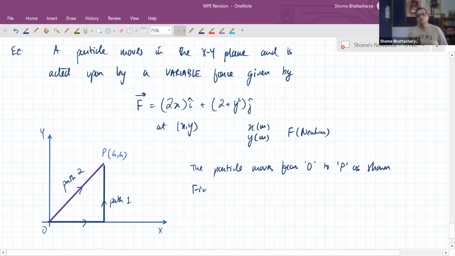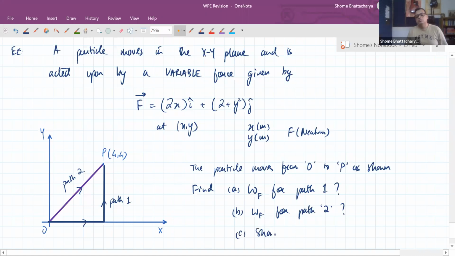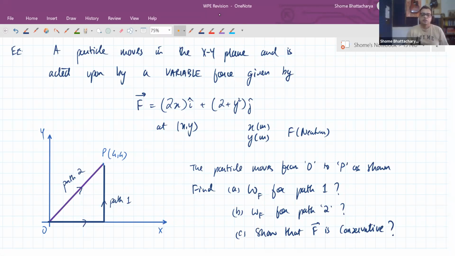So we have to find the work done by this force F for path 1. Find the work done for path 2 and show that this force is conservative. Okay, we have to prove that the force is conservative. So just take a minute or so to try out this question, we will discuss.